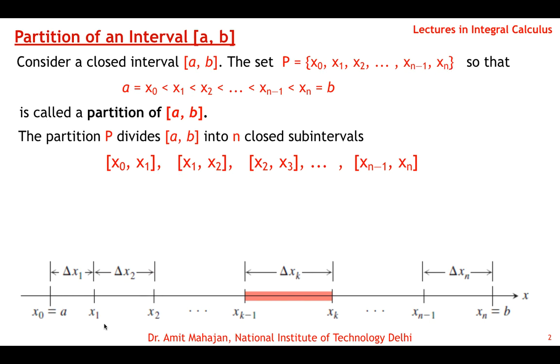And you can also see that the union of all these subintervals, the union of the x0 x1 interval with x1 x2 and so on up to xn minus 1 to xn, will be the original interval AB.